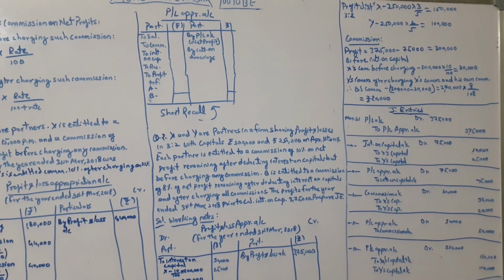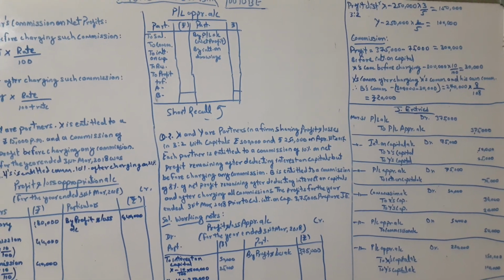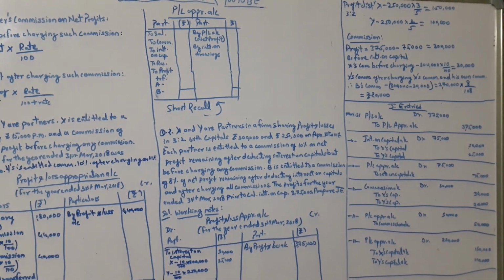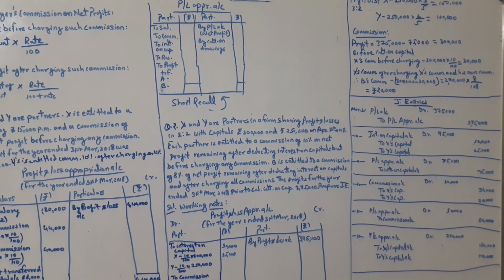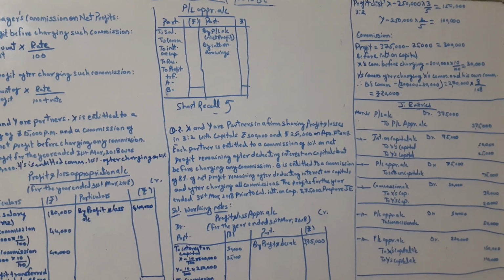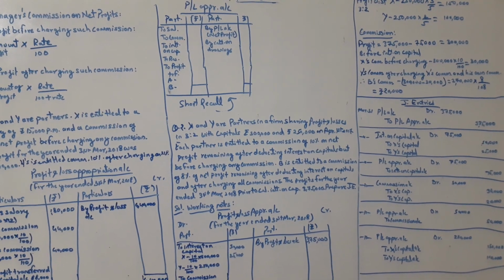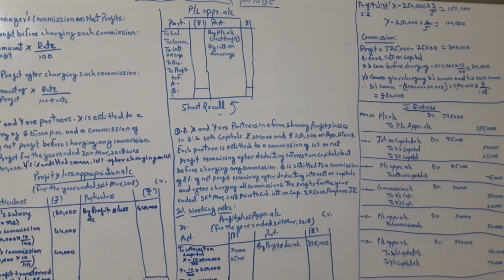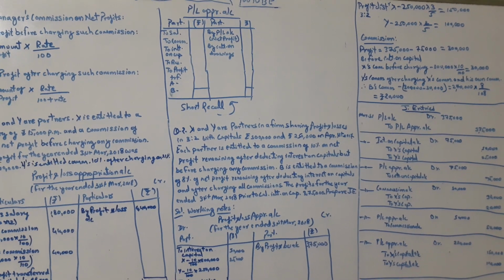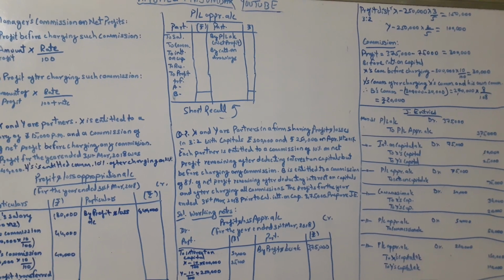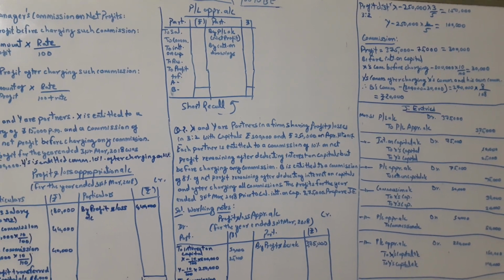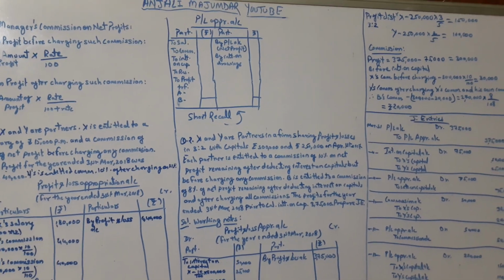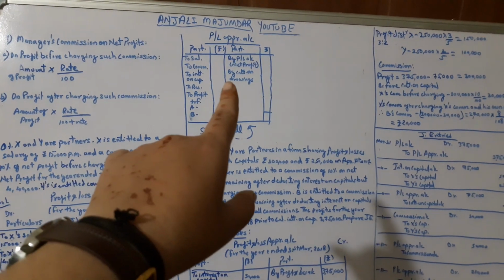X and Y are partners in a firm sharing profit and loss in 3:2 ratio with capitals of 5 lakh and 2,50,000 on 1st of April. X is entitled to a commission of 10% of net profit remaining after deducting interest on capital but before charging any commission. Y is entitled to a commission of 8% of net profit remaining after deducting interest on capital and after charging all commissions. The profit for the year ended, prior to the calculation of interest on capital, is 3,75,000. Prepare journal entries. So first you must know the format of profit and loss appropriation.